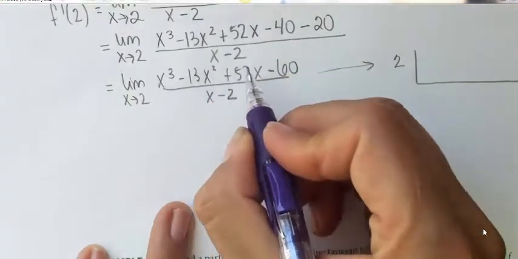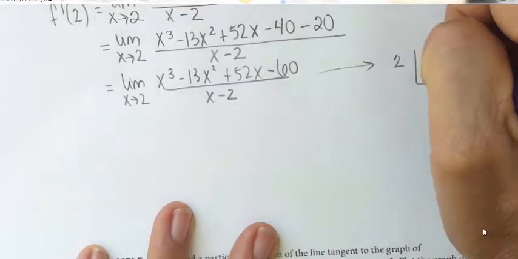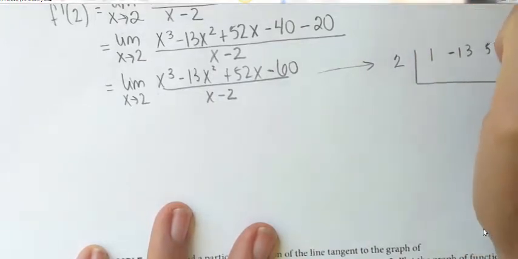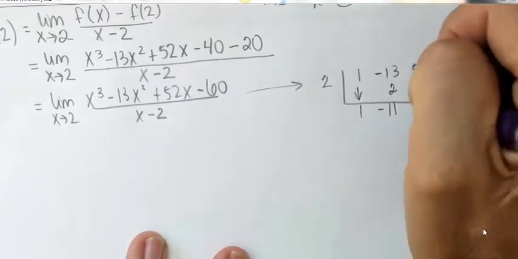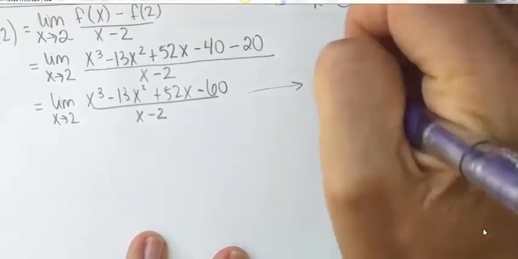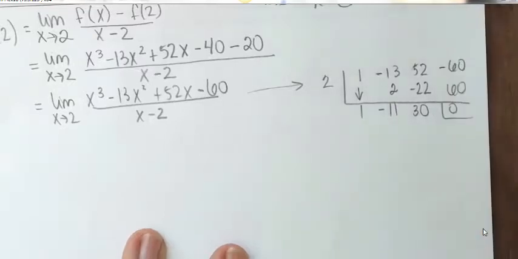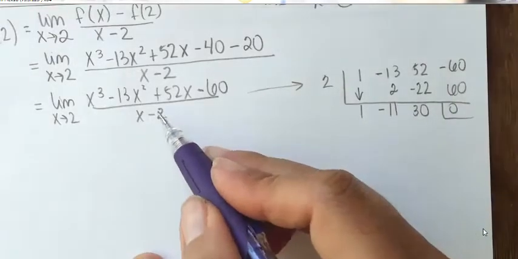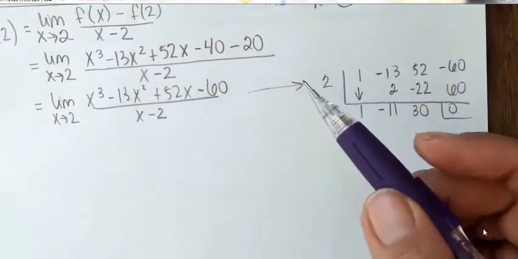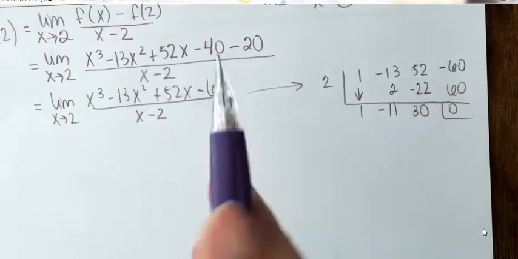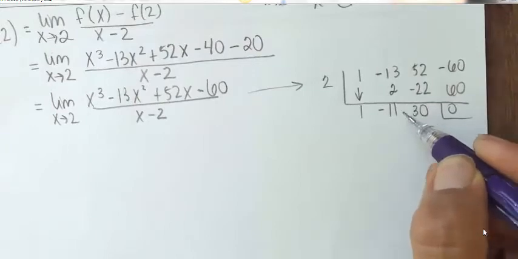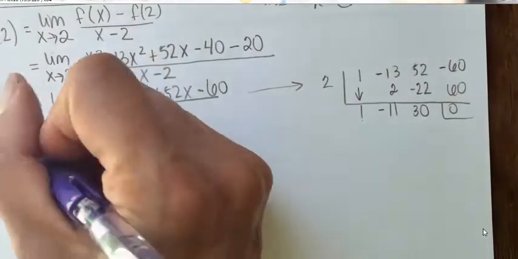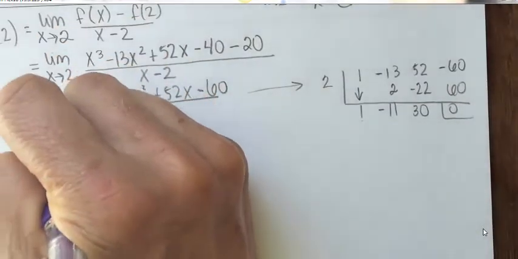Let's see. Every single exponent is accounted for. So I've got just my coefficients: 1, negative 13, 52, and negative 60. Bring down the 1. I get 2. That's negative 11, negative 22, positive 30. And in fact, I get a remainder of 0. So x minus 2 is a factor of this. Maybe I could have done it by factor by grouping. I'm not sure. I'm not even going to try it. Now I'm left with, well, this is my constant. This is x to the first power. This is x squared. So now, after I've simplified this, I can now evaluate.